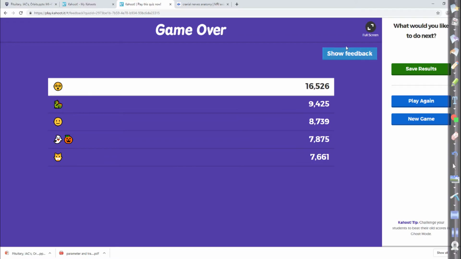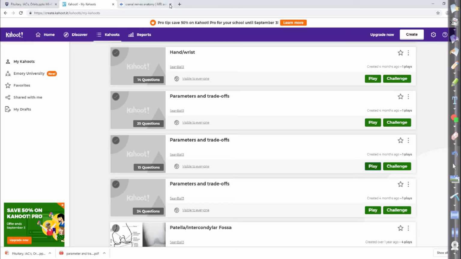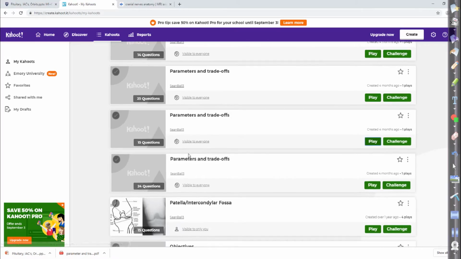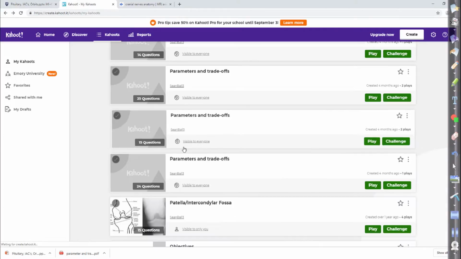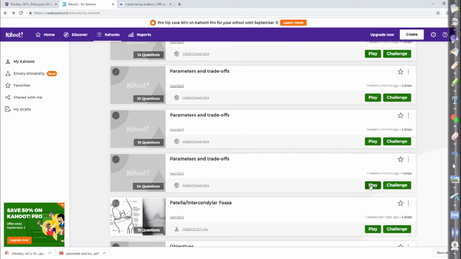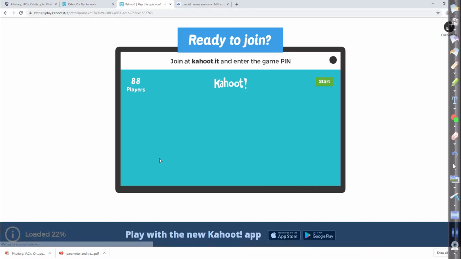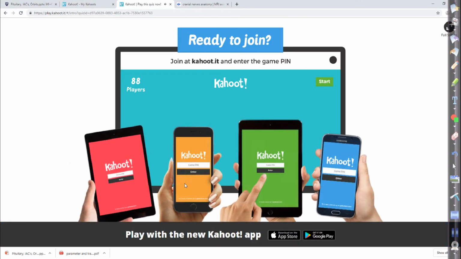All right, a little last Kahoot. This is going to be on scan time. So we can see that there's some areas we need to work on. So scan time. So think, there's three different equations. So just be mindful of that.